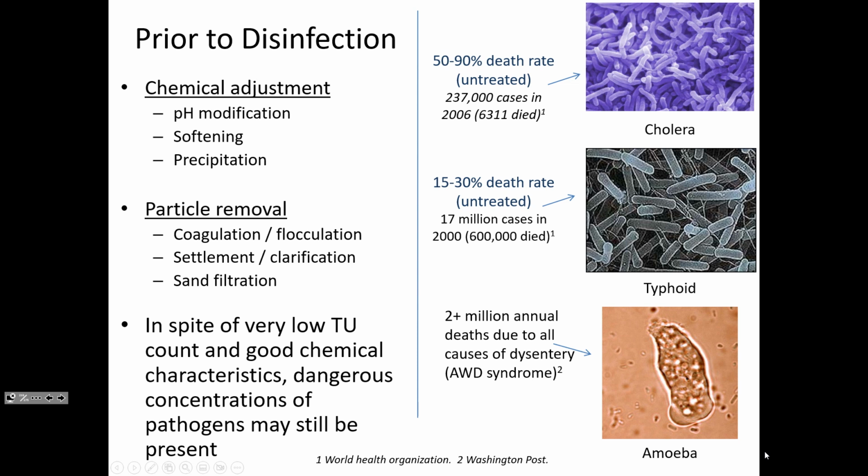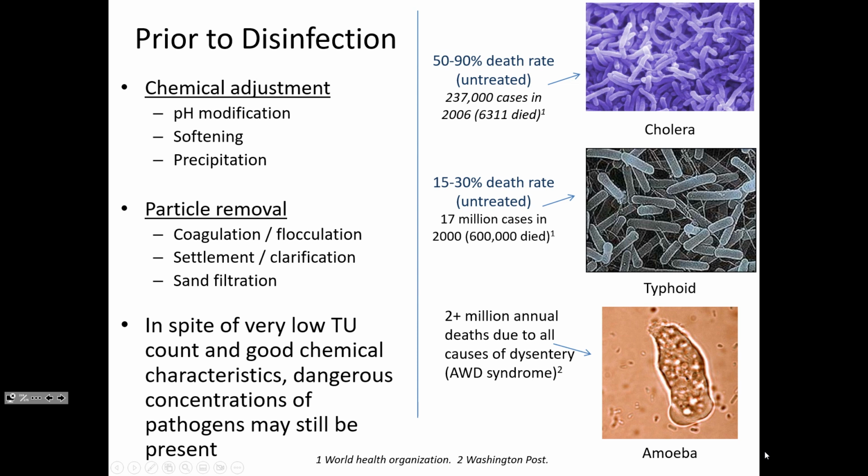Just to put some numbers to it, cholera, which is very dangerous and when left untreated can have as high as a 90% death rate, had about 250,000 deaths in 2006, which is the most recent year that I found statistics for. Fortunately, most of those were treated, and so the death rate is much lower when they're able to provide supportive rehydration therapy. Typhoid is still a really prevalent waterborne disease across the world, and there were 17 million cases across the globe back in 2000, and of those, more than 500,000 people died.